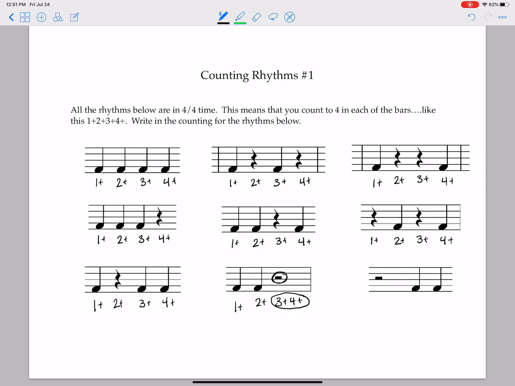Our next line is almost the same, except our half rest is at the beginning. So we start out with 2 beats at the beginning. So we go 1 and 2 and. That gives us 2 beats right there with our half rest. Now we have a quarter note that gets 3 and, then we have another quarter note that gets 4 and. And that is the first Counting Rhythms worksheet.